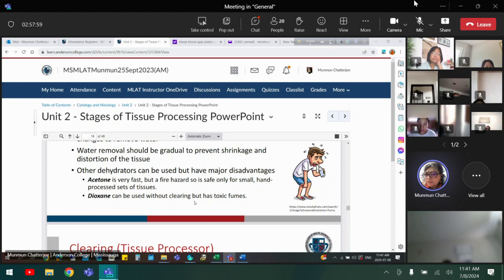So you can use dioxane where the tissue is very small or hard to get. That time you don't need the clearing agent. What is the clearing agent? For the calcium one, right? So if there is a very small amount of tissue and you don't want to go through all this process, you can use the dioxane. But the fumes are highly toxic. So if you have the proper ventilation or all the necessary structures, then you can use the dioxane.